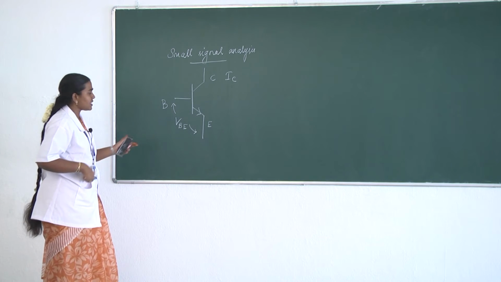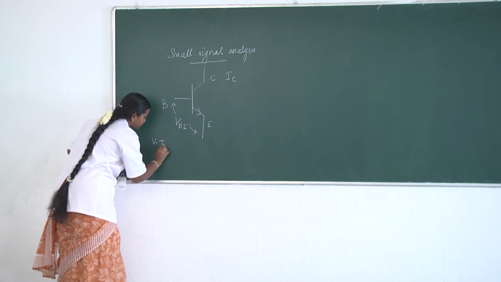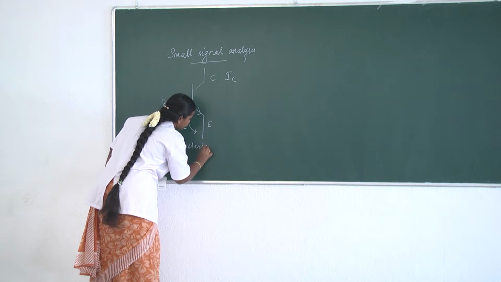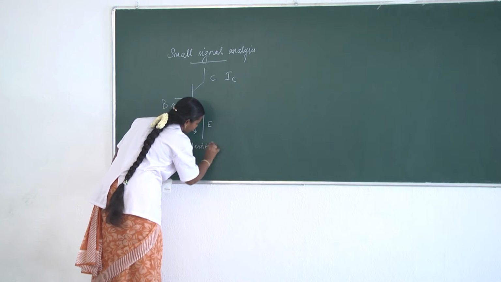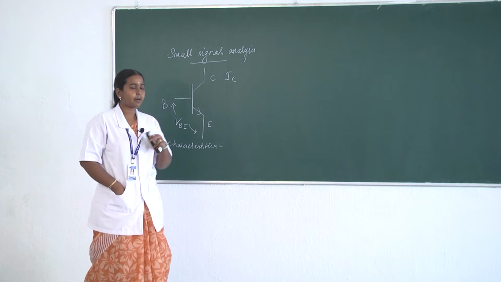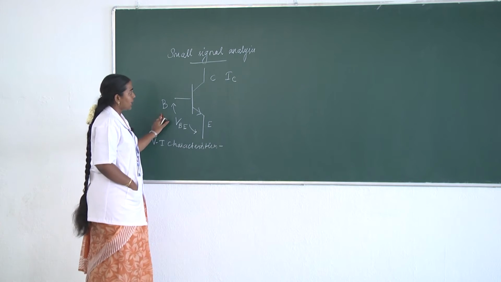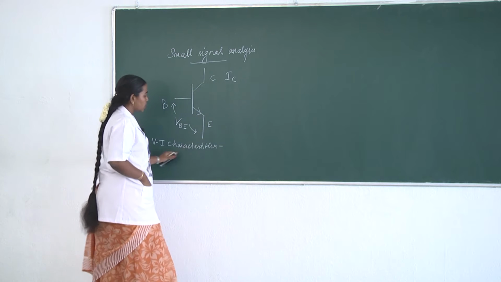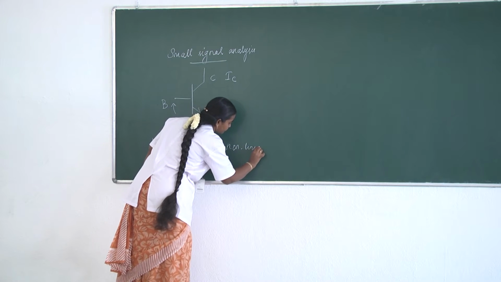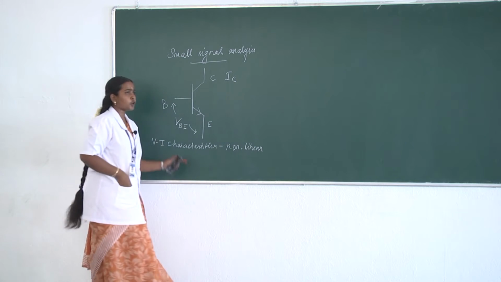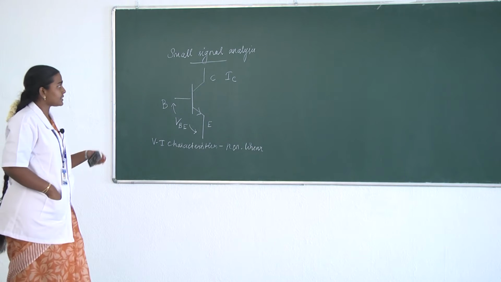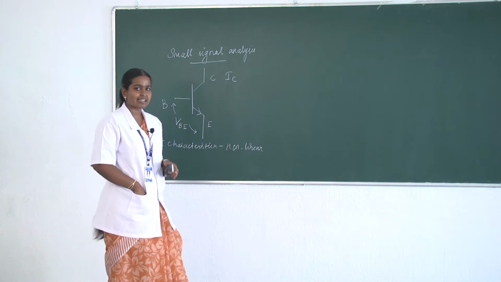So the VI characteristics for a transistor is non-linear, because the voltage we are supplying between the base and the emitter will have an effect on the collector, so that the VI characteristics is non-linear for a transistor. Because of this non-linearity of the transistor, we are going to analyze the transistor using a small signal analysis.